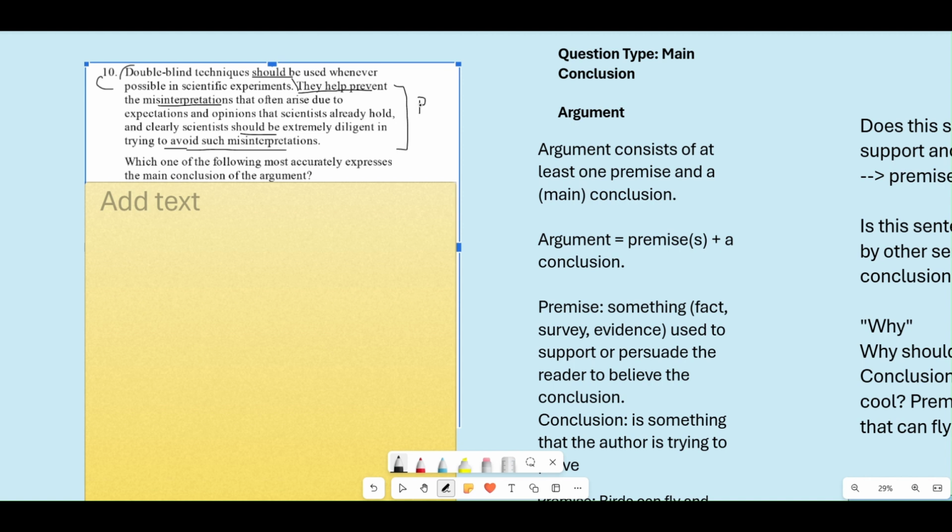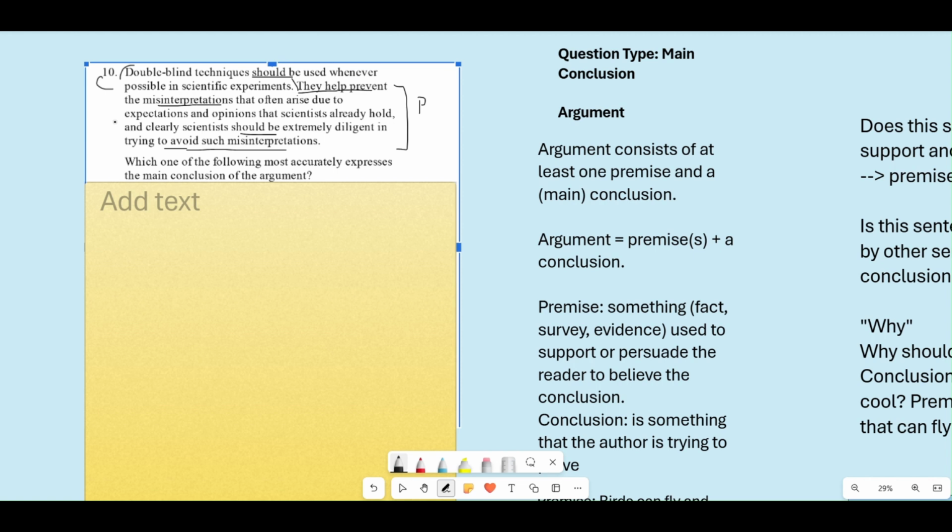But to really understand what an argument is getting at, one needs to be able to understand what conclusions are and what premises are. Because one could fall into the trap of saying, hey, conclusions usually appear in the last sentence. Clearly, scientists should be extremely diligent in avoiding such misinterpretations. Maybe that's the conclusion there, that they should be diligent. It's a recommendation. That's the conclusion. And the LSAT test takers, they know how test takers think.